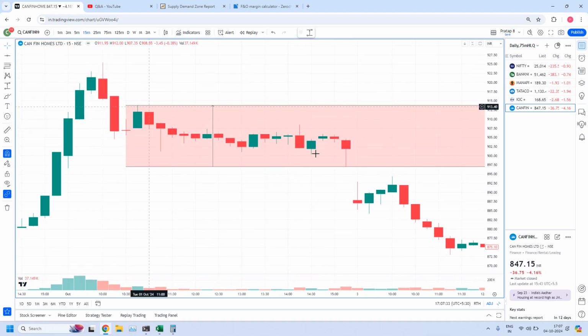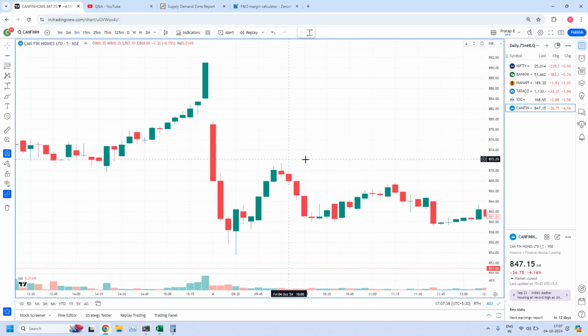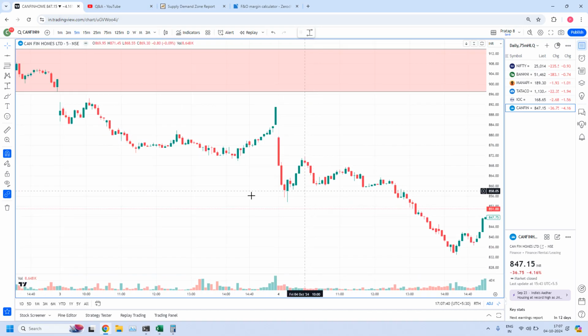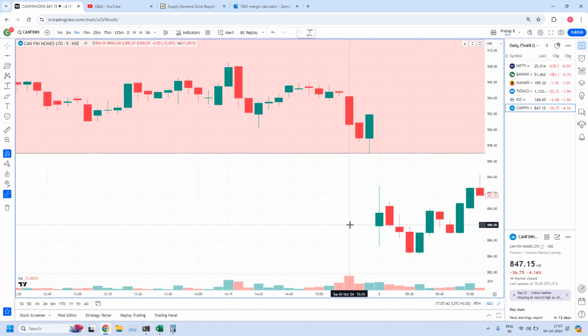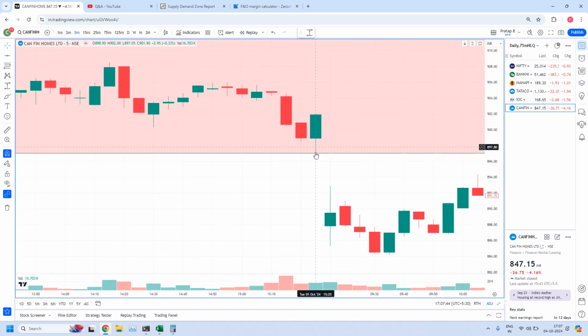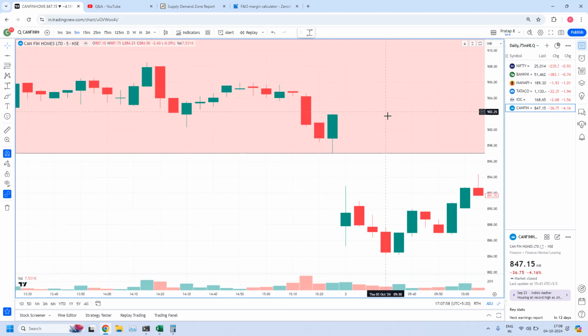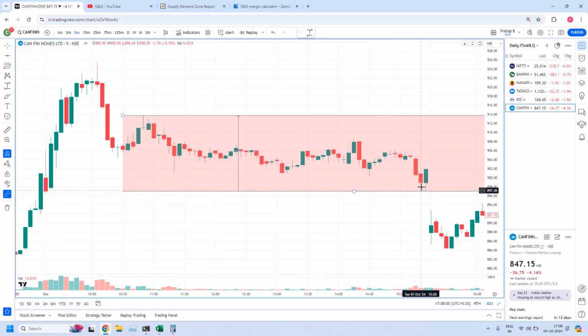Even if you compromise and go to the 5 minutes, you get clarity. The 5 minute zone is even much worse. See here, definitely you can't. This is a rally candle with a hidden body. This is a drop candle. In between there are no base candles. It looks like a drop base rally here. And the next candle, this entire zone is violated, an invalid zone. So that's why I inspected the 5 minutes also.